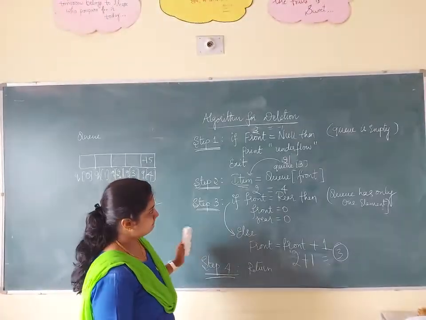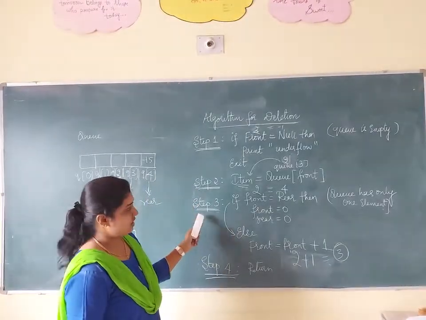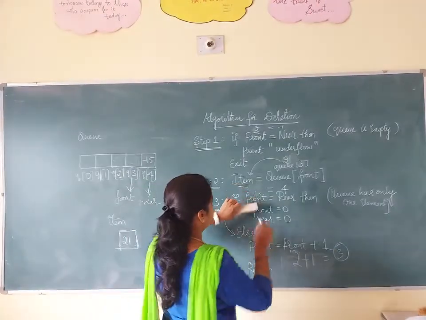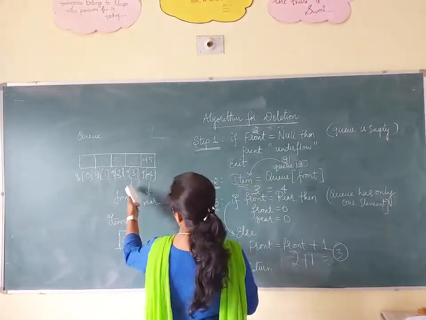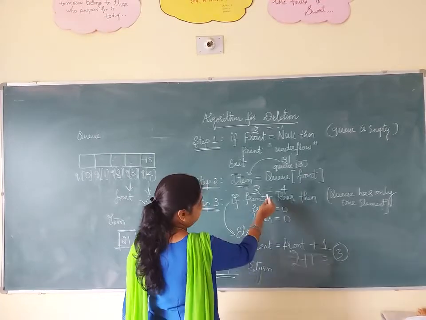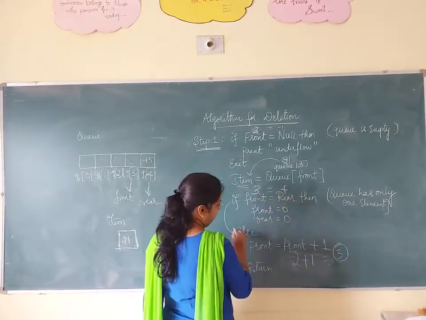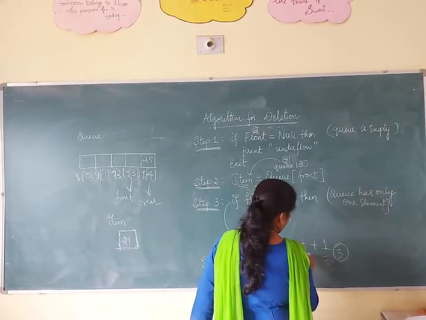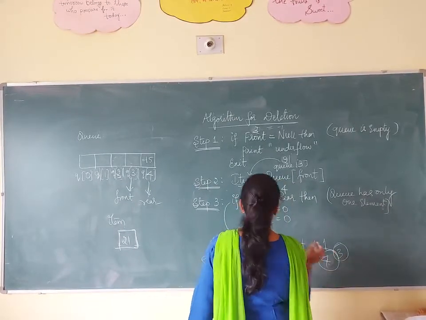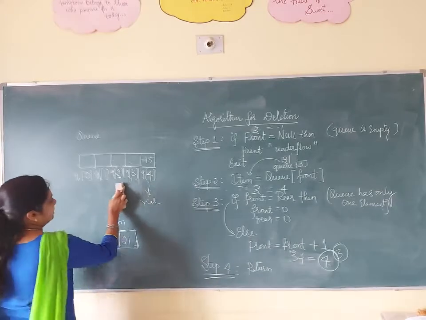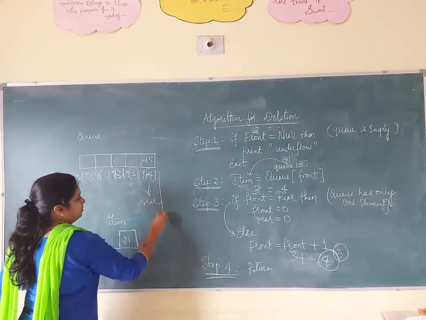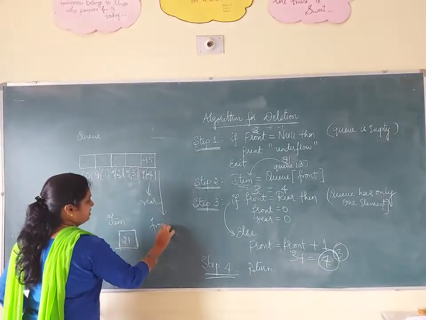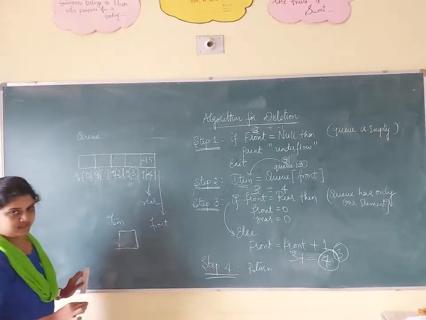Then again go to step 3, and what is my front value? Front value is what? 3. 3 is equal to 4? No, come to the else part. What is my front value? 3 plus 1, you will get how much? 4. So now the front will be incremented to 4. The front is pointing here, and this is automatically deleted.